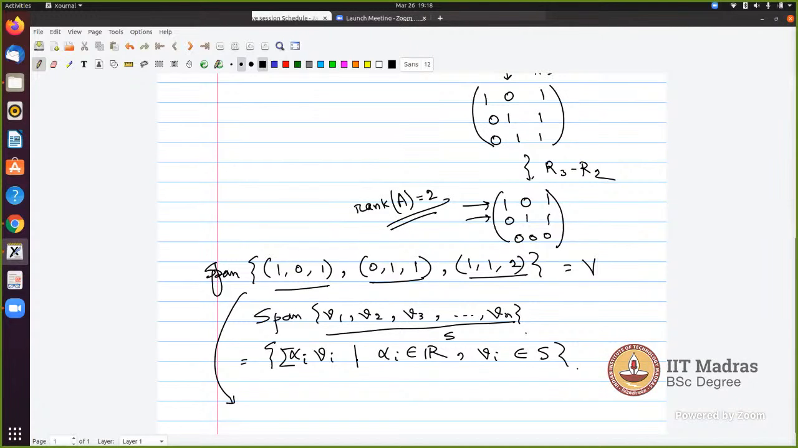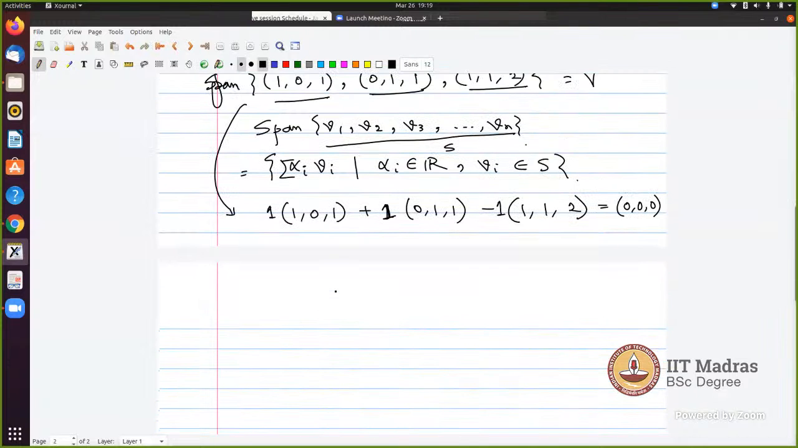No, sir, because I can write one of the vectors in terms of the other two. Correct? So I can write this equation, right? Yes. So I can write a non-zero combination of these three vectors which gives me the zero vector. That was the definition of linear dependency. So these three vectors are linearly dependent.